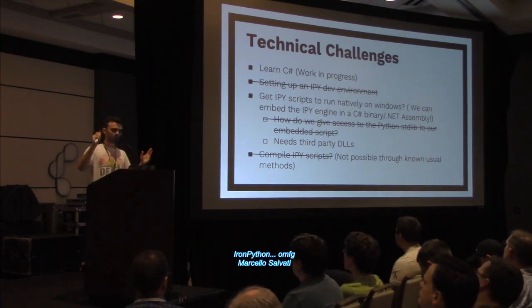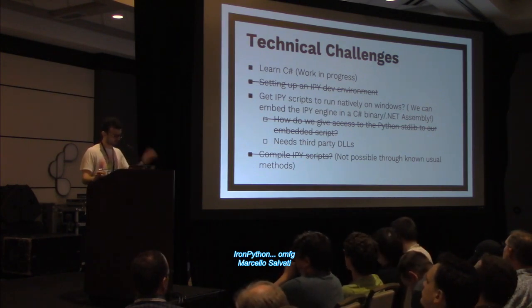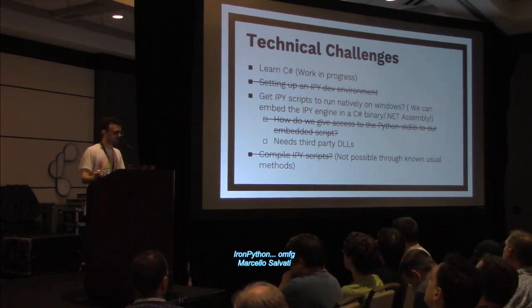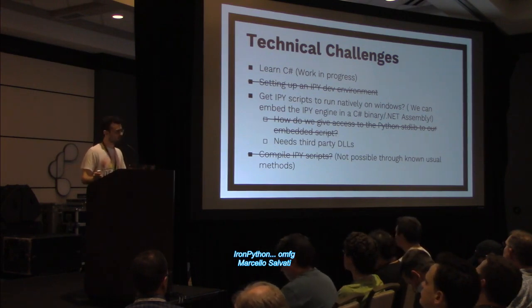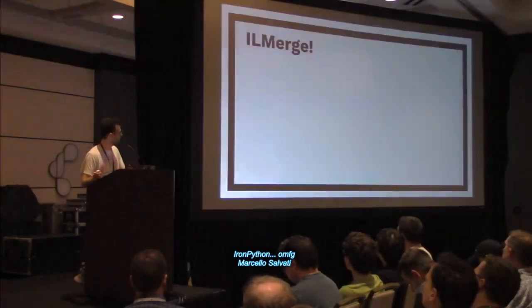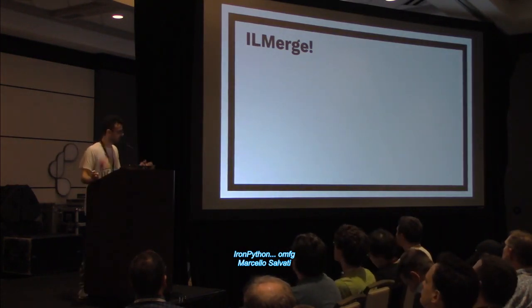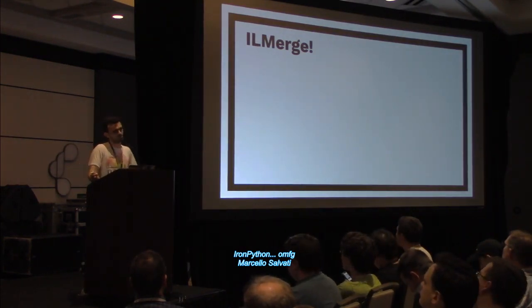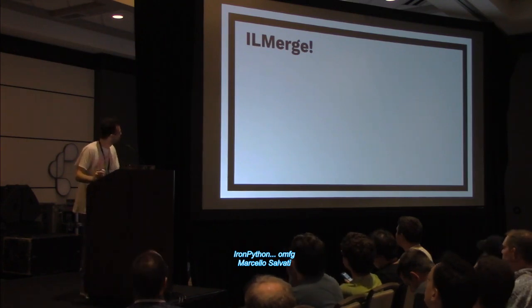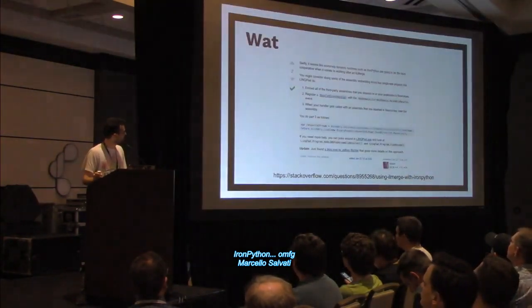So we have access to the Python standard library for the script that we embedded within the C# binary, using the IronPython engine. Now the problem, which I thought was going to be a lot more complicated than this, is that it needs the third-party DLLs, those IronPython DLLs that are not shipped by default in the .NET framework. I don't know C#, but even I knew about IL merge, and I thought, okay, this should be very straightforward. So I use IL merge, womp womp.